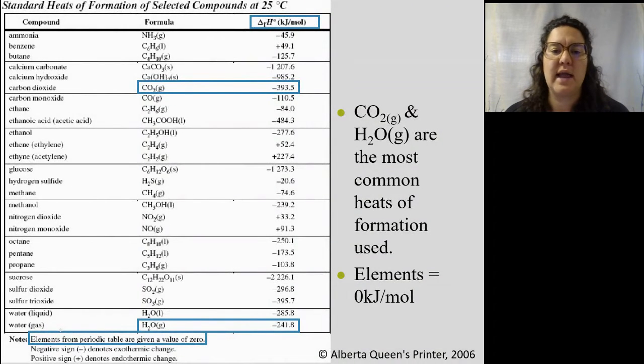So carbon dioxide and water vapor are the most common heats of formation used. And elements, so you won't find oxygen on this table. And so elements such as oxygen are going to have a heat of formation of 0 kilojoules per mole. So there we have water vapor at the bottom and carbon dioxide near the top.